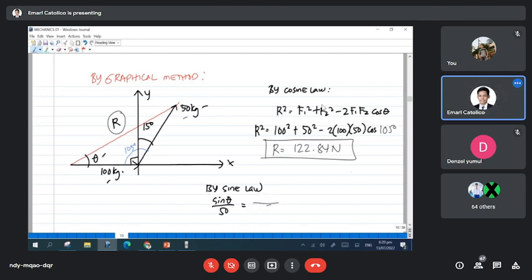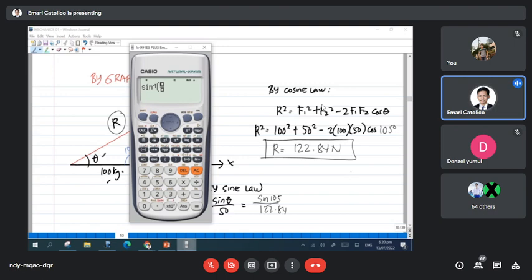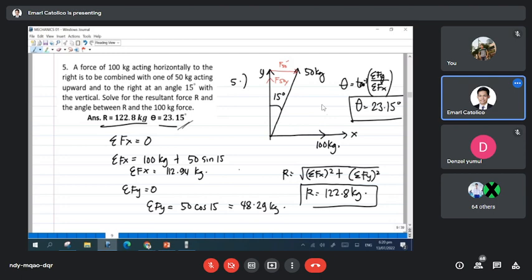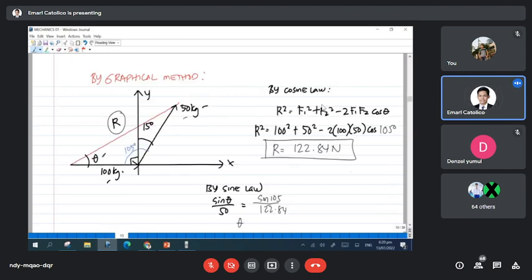Sine inverse of sine 105 over 122.84 times 50. Okay, 23.15. Tama ba ginawa ko? Ayun, tama naman. Buti naman. 23.15. Okay. Buti natatandaan ko pa.